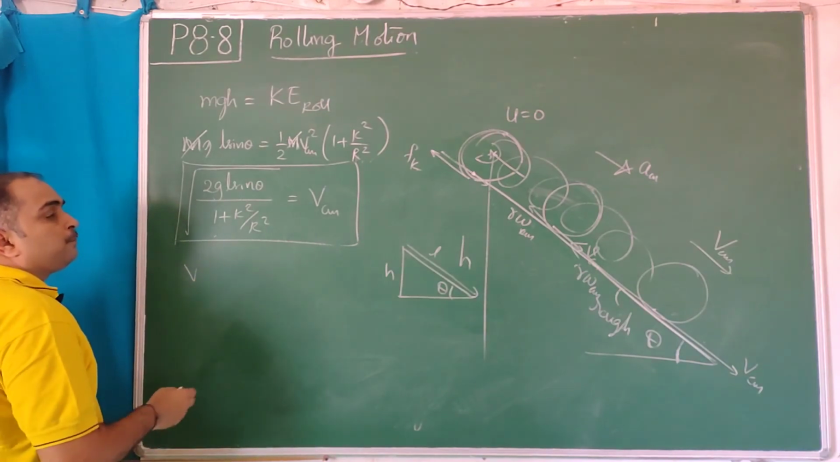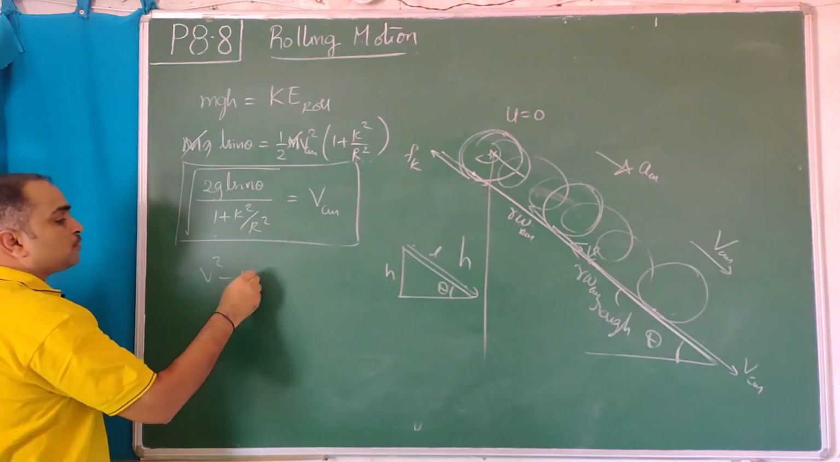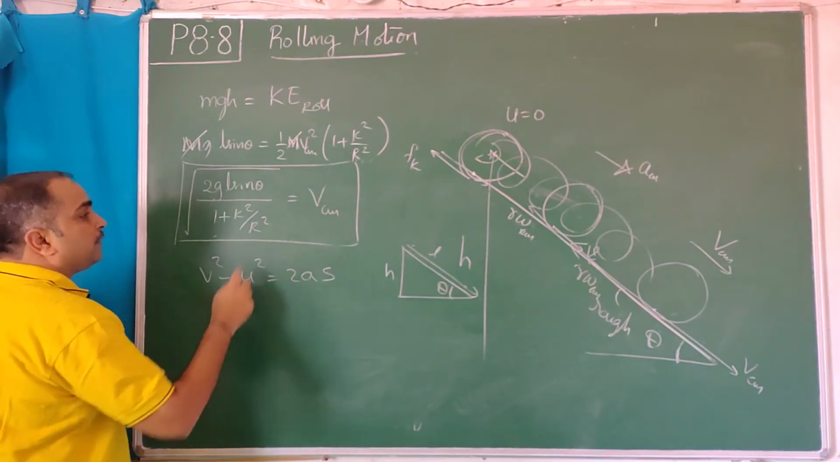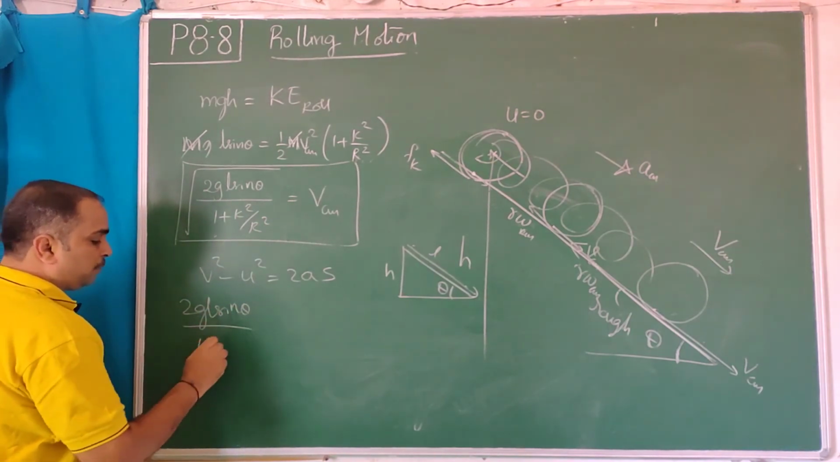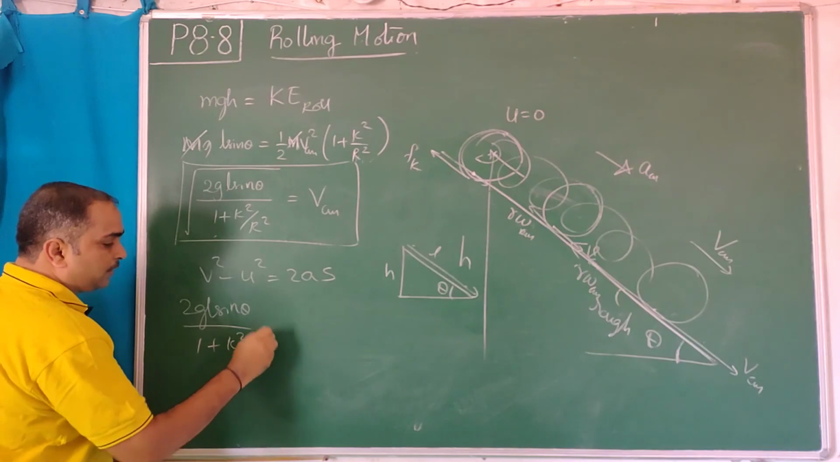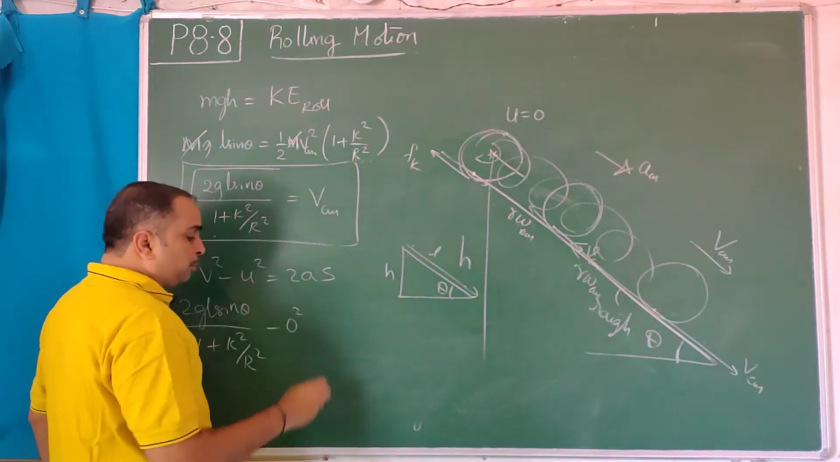v = u + at, or length is known to us. v² − u² = 2as. v² is the square of this: 2gl sin θ / (1 + k²/r²) − 0². Starting from rest, we just kept it, we didn't move it.